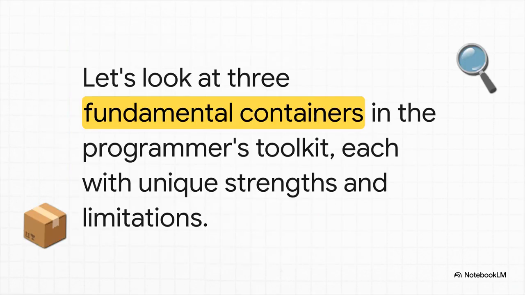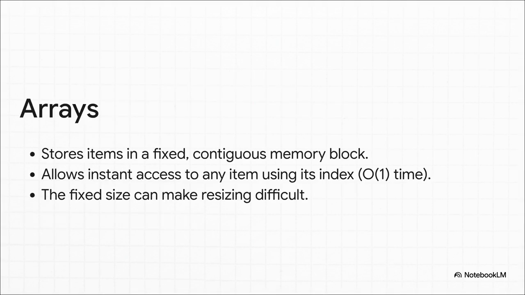Okay, to make this a little more real, let's look at 3 of the most common containers you'll find in any programmer's toolbox. Each one has its own special strengths and weaknesses. First, we've got the array. The best analogy for this is an egg carton. Seriously, each slot has a number, an index, so you can go straight to slot number 5 and grab that egg instantly. It's incredibly fast for getting to stuff. The catch? The size is fixed. If you have a 12-egg carton, you can't just shove a 13th egg in there.